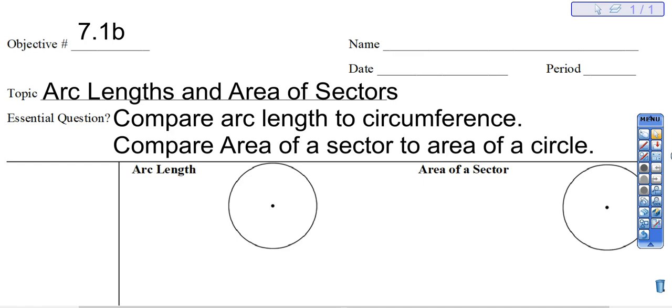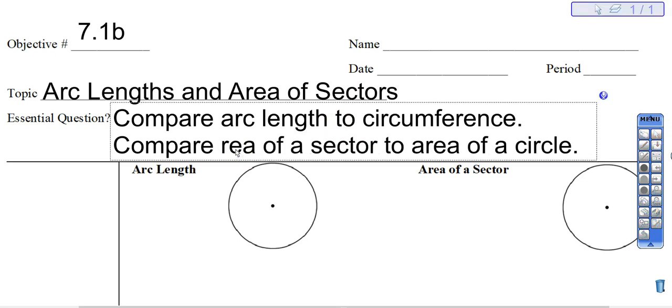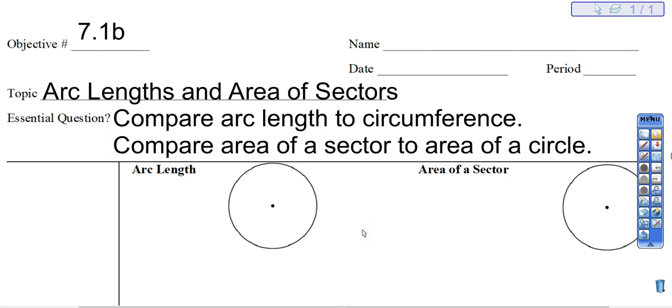Okay, so our topic today is arc lengths and area of sectors. Your objective, or the essential question, and I guess this isn't really a question as much as it is a task, is to compare arc length to circumference, so you don't have to rely on formulas to find answers. You can rely on your brain because you understand it deeply. Same thing with the area of a sector in comparison to the area of a circle. Okay, and you did some intuitive work for warm-up, so I hope this lesson will make a lot of sense. So here we go.